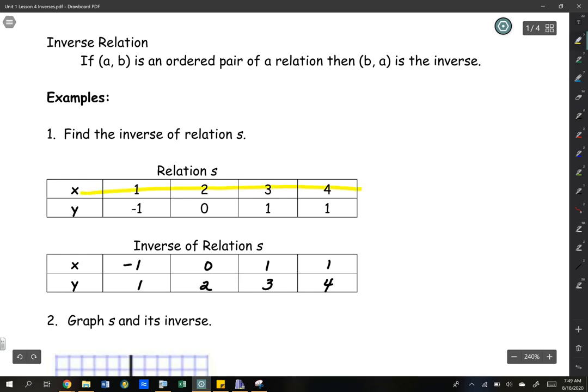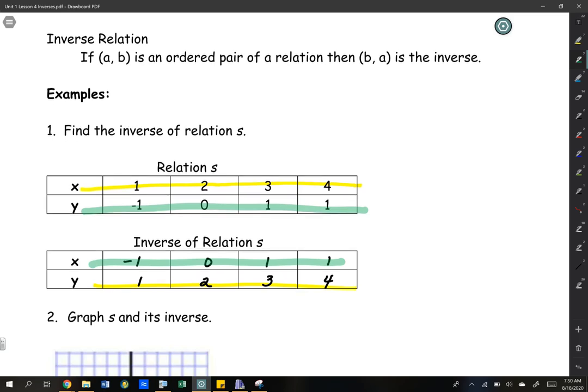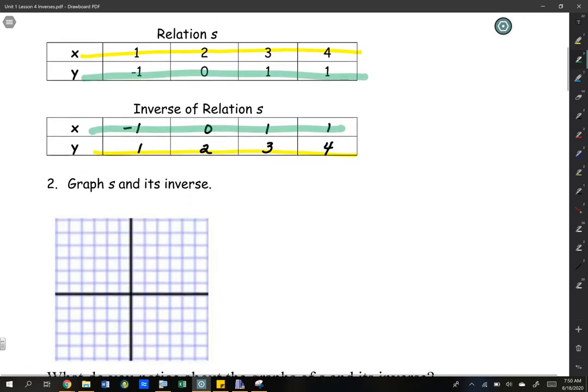There's our X values, right? Now they become our Y values. Here's the Y values. Now they become our X values. So if you have the coordinates for the graph of a relation and you want to graph the inverse, just switch the X and the Y and graph that. All right, so let's demonstrate that.